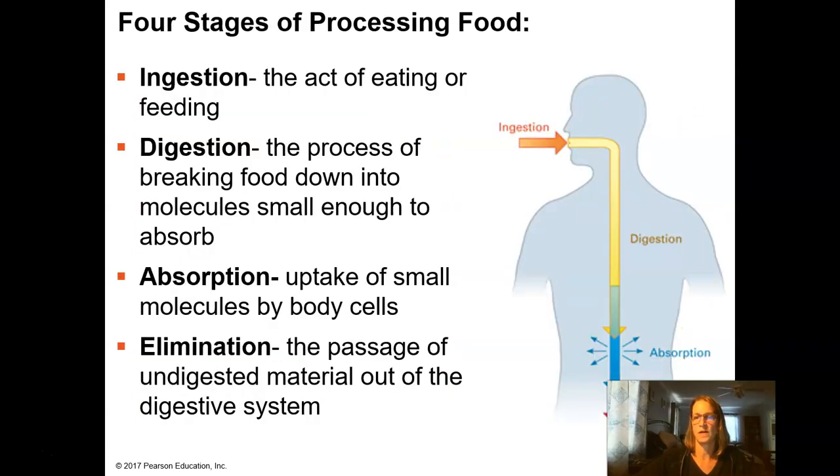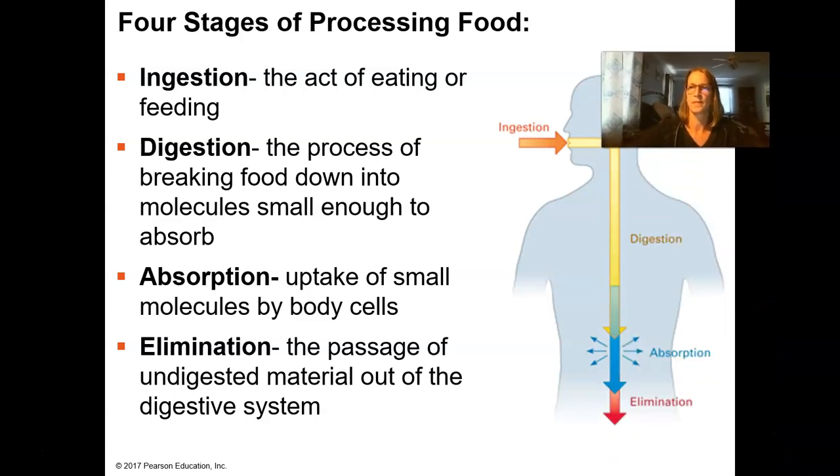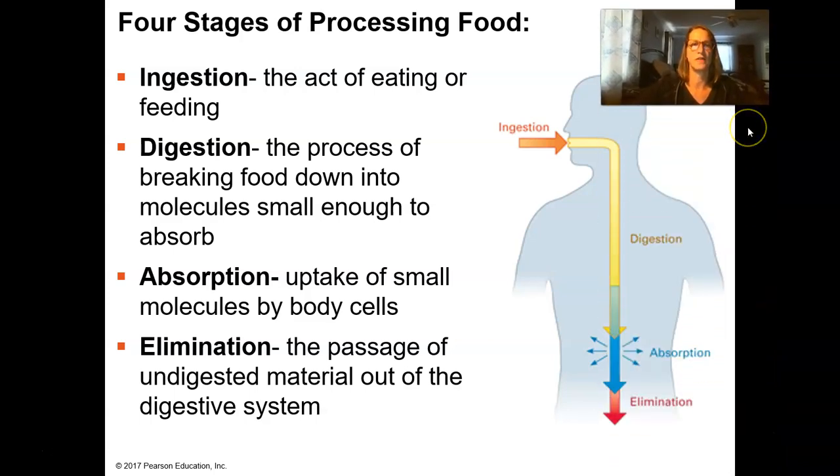Okay, so there are effectively 4 different stages of food processing. The first is ingestion, and that is the act of eating or getting the food into your body initially. And as you can see, animals typically do that through their mouth, and we're going to be talking about the different compartments of digestion in a little bit.